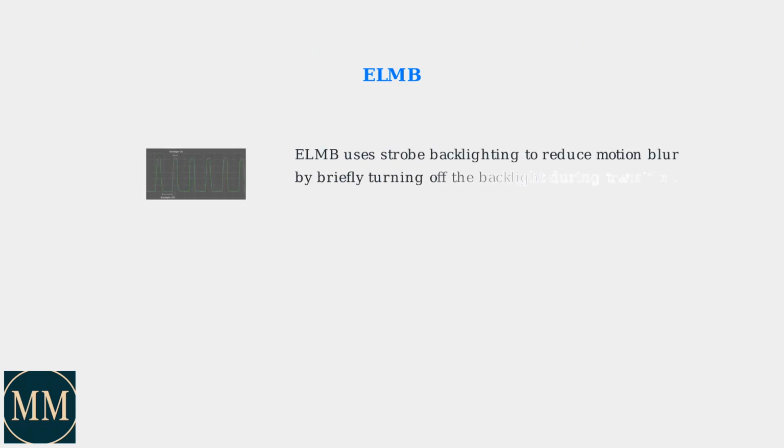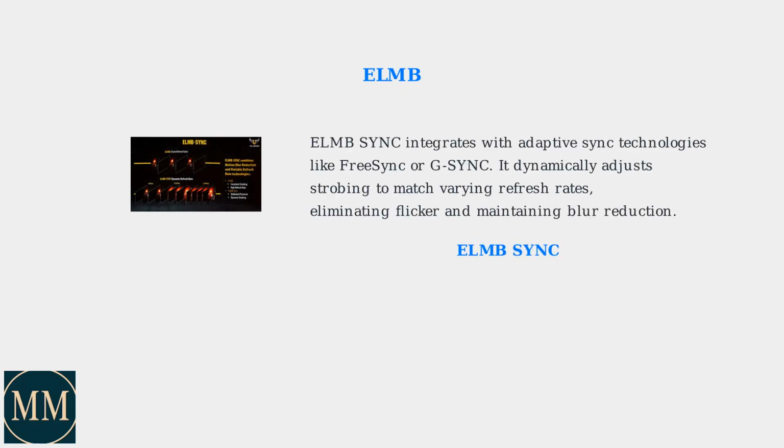ELMB, or Extreme Low Motion Blur, is ASUS's technology that reduces motion blur using strobe backlighting. The backlight rapidly turns on and off in sync with the display refresh, minimizing ghosting during fast motion. ELMB Sync takes this further by combining ELMB with adaptive sync.